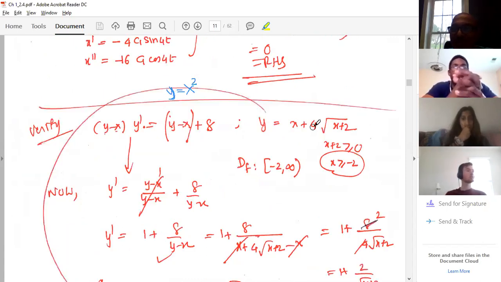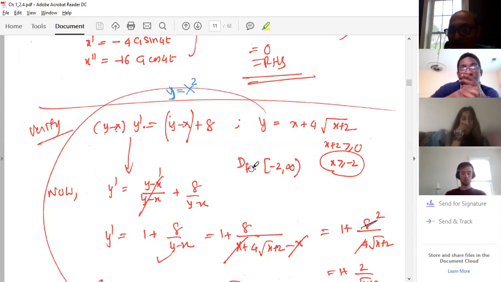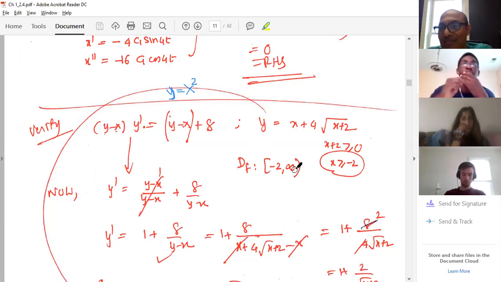My solution is x plus 4 square root of x plus 2. What is the domain? There should not be any negative number inside the square root sign, because that will give you complex numbers, and we are working with the real domain. That means x plus 2 inside the square root has to be greater than or equal to 0, so x is greater than or equal to -2. Agree? And this is just multiplication by x. Any x is valid over here. So mainly my domain depends on this part. So the domain of my function y is -2 to infinity, starting from -2. That is the domain of the solution. Agree?